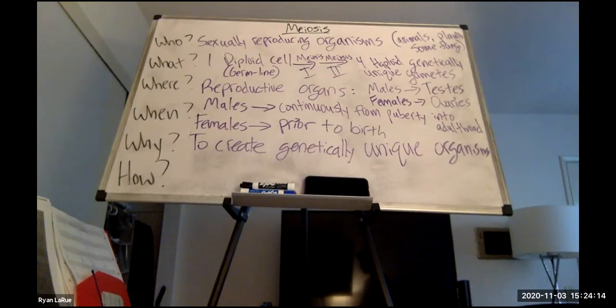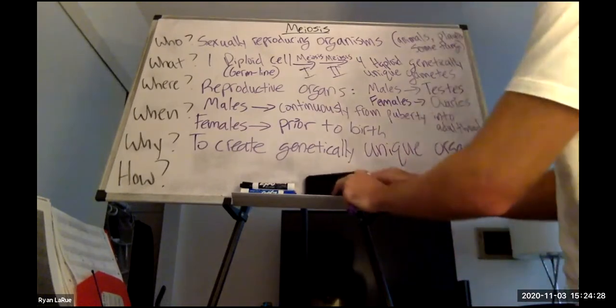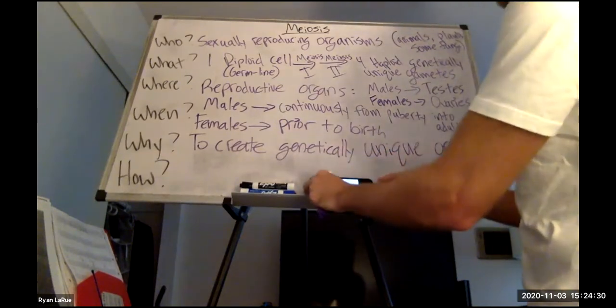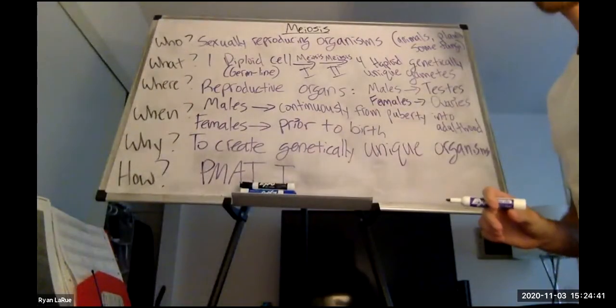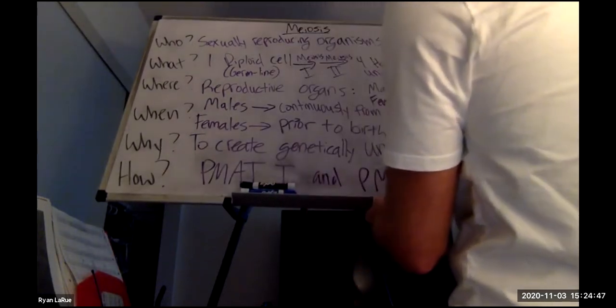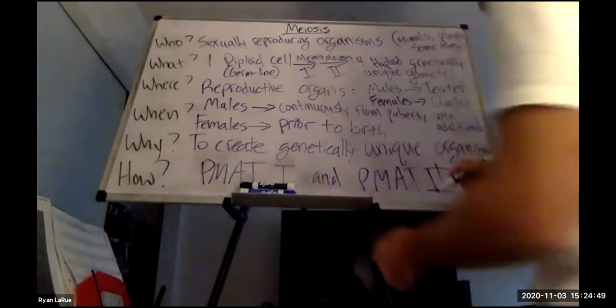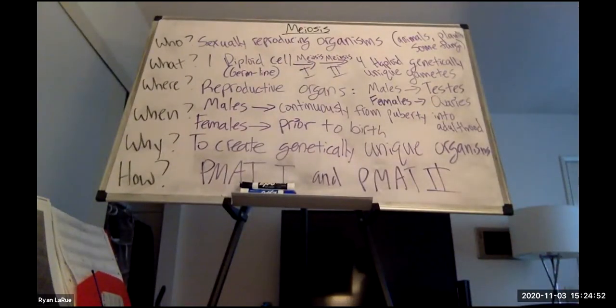Does that make sense? Okay, so how? Well, the how is PMAT, again, PMAT 1 and PMAT 2, for meiosis 1 and meiosis 2. So PMAT 1 and PMAT 2. And that's what we're going to diagram out and discuss today and next time.